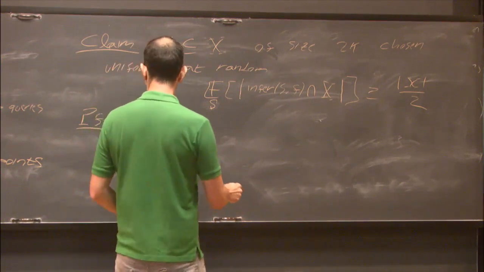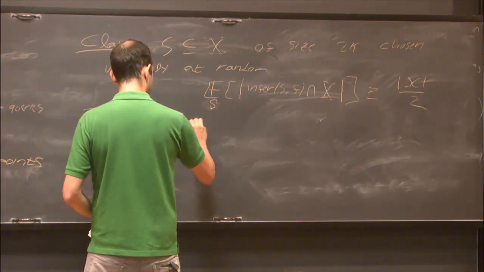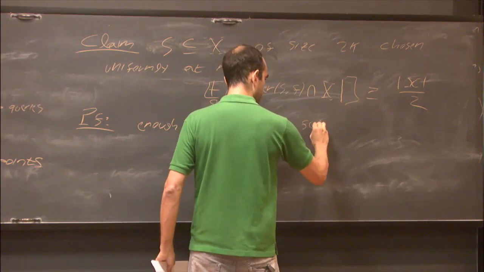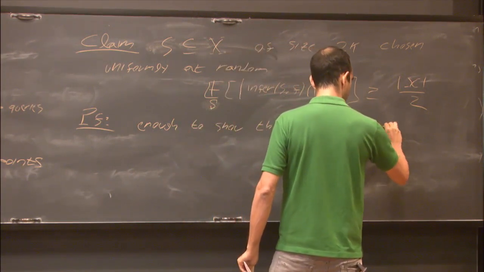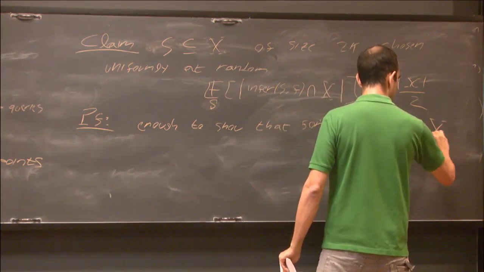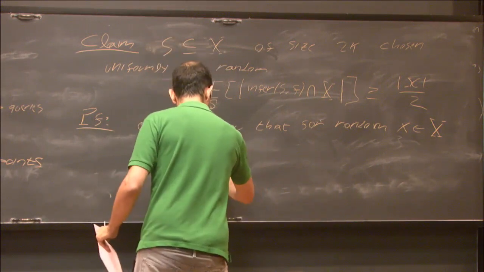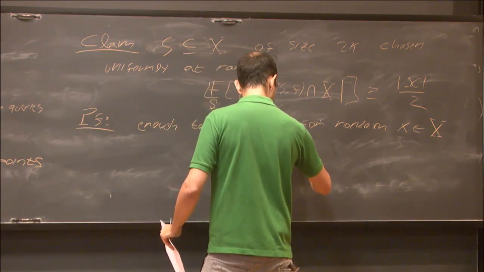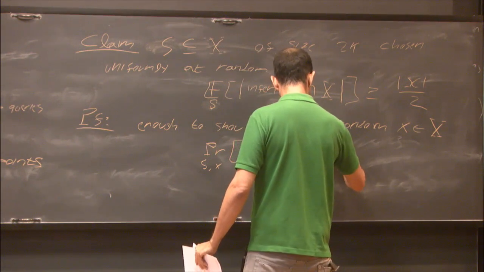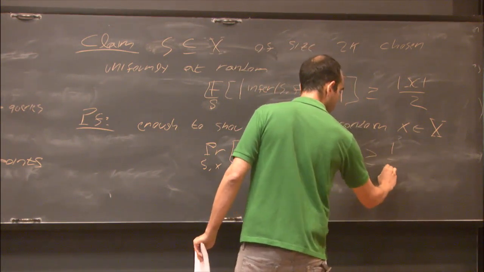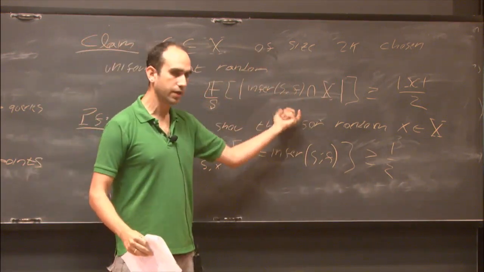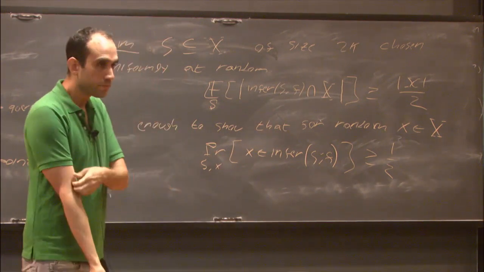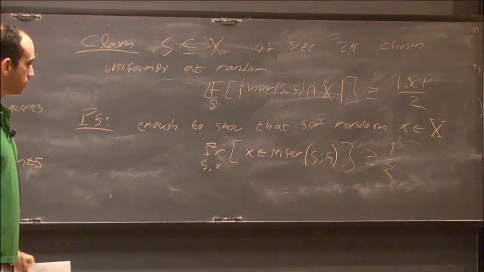So it's enough to show that for random x, the probability, now over both S and X, that X is inferred by S is at least 1/2. This is a sum of indicators. So I show that if every indicator has expectation 1/2, the sum of them will also have expectation X over 2. And now you look at S union X and permutation.